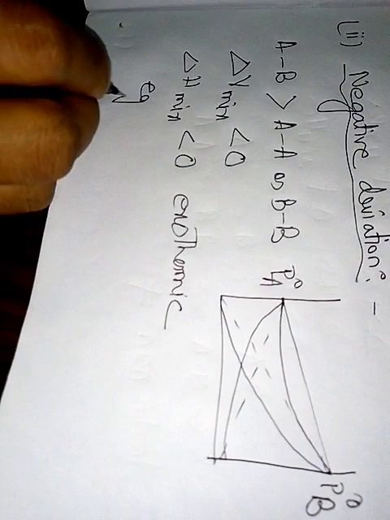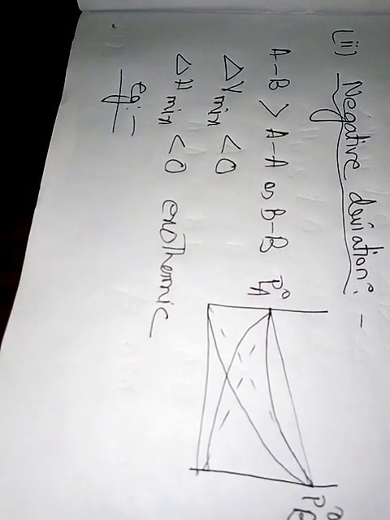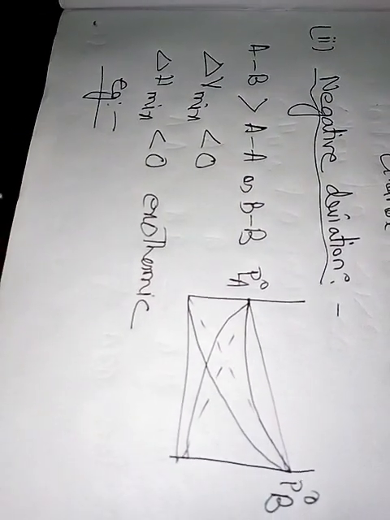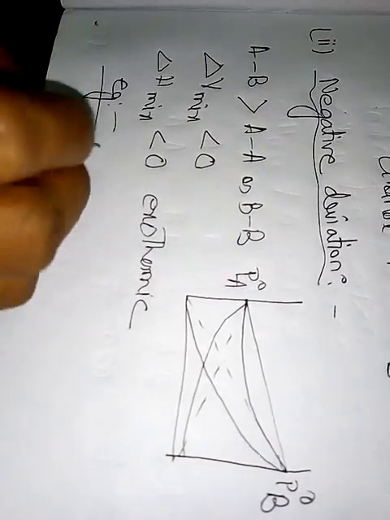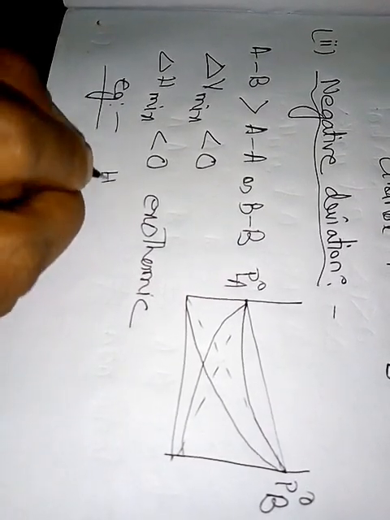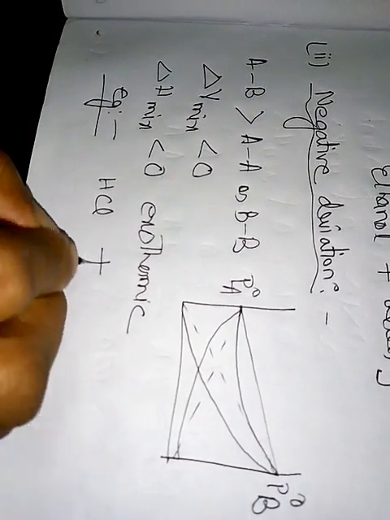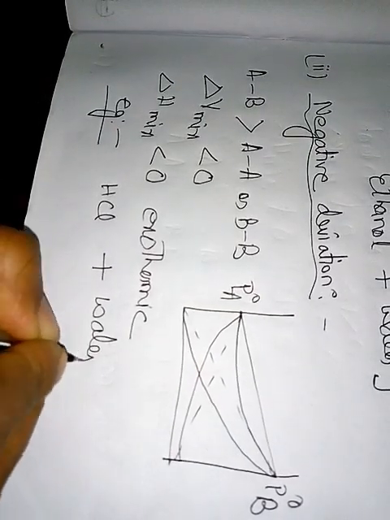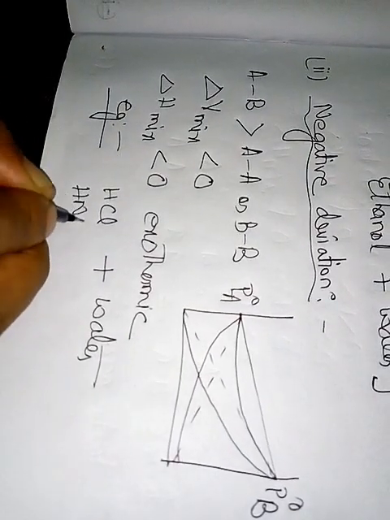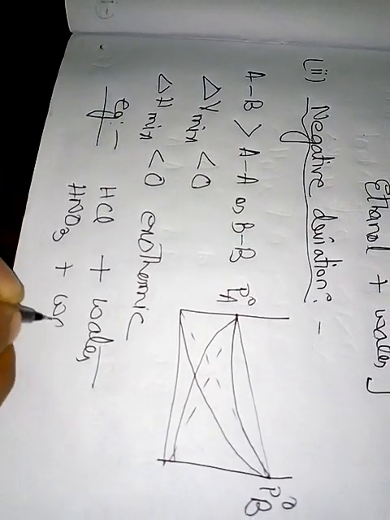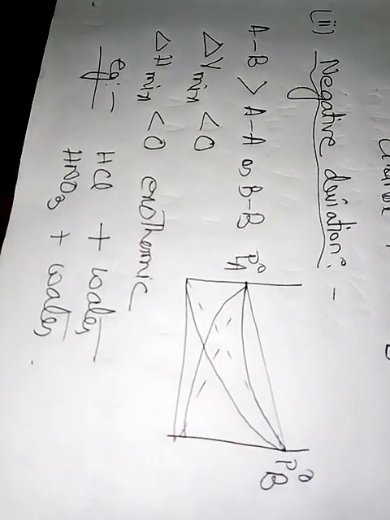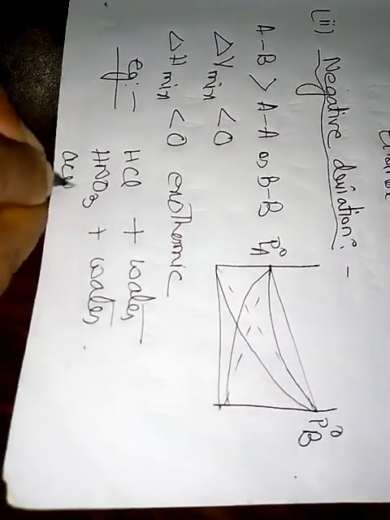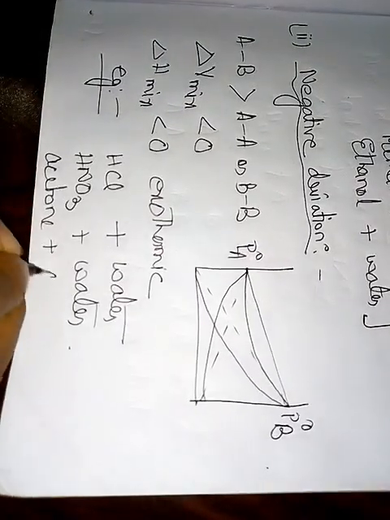Now the example for the solutions showing negative deviation is the acid plus water system. You can take the combination of hydrochloric acid and water, and then you can also take nitric acid and water. You can also take acetone and aniline.